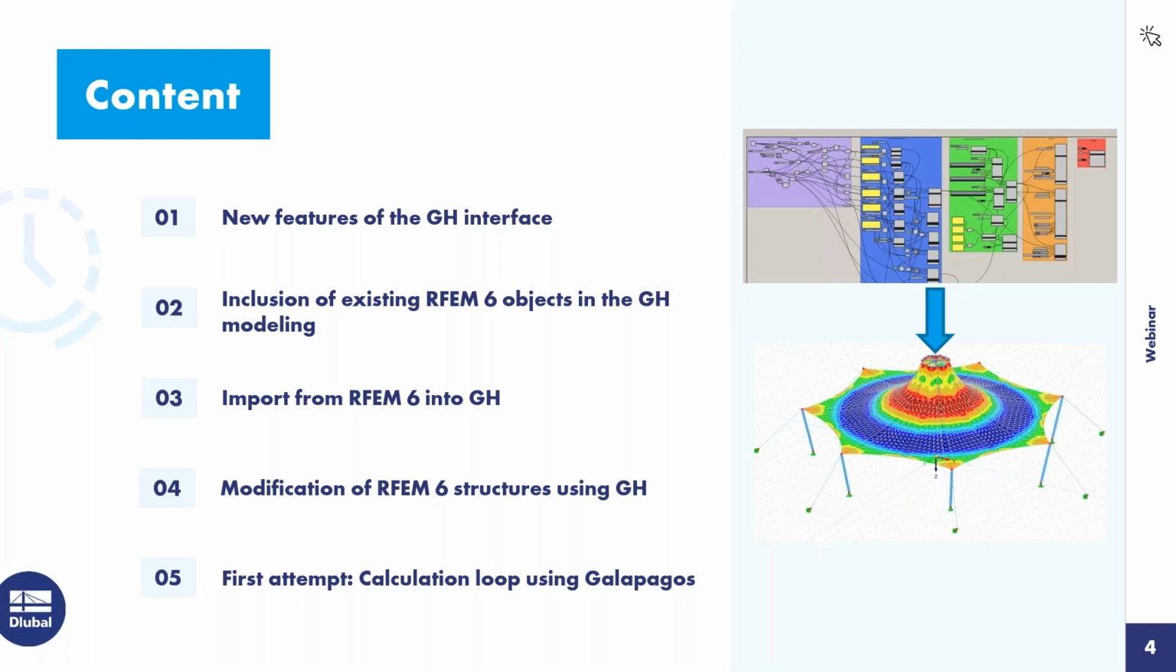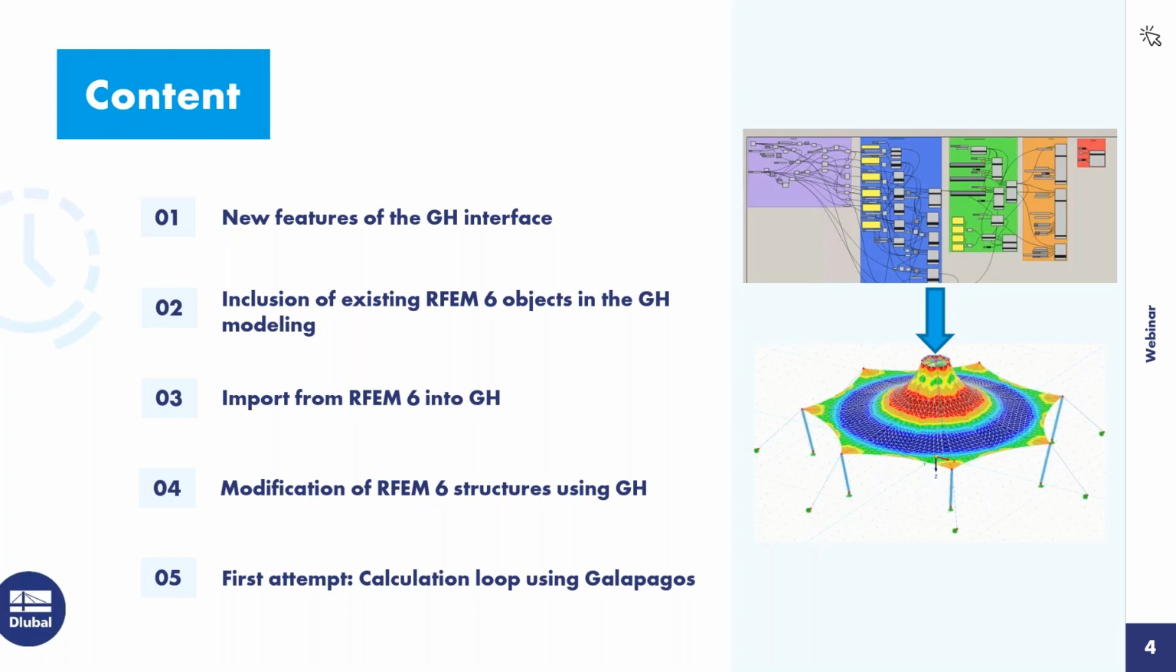In chapter 3, I want to continue with the basic functionality of importing data from RFEM into Grasshopper, including the use of various filter options. Chapter 4 is the combination of chapter 2 and 3, showing the modification of existing RFEM structures. And in chapter 5, well, I called it first attempt of an automatic calculation loop using Galapagos. I will again mention this later, of course.